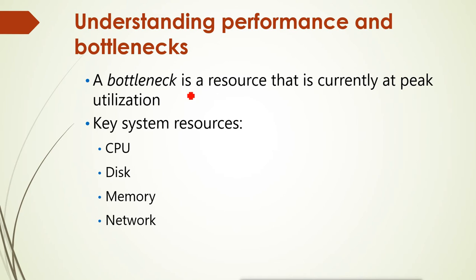Bottleneck means resources that are currently at peak utilization. Suppose we have lots of resources to work with, but for the processing we have a small amount of processing power. This is called a bottleneck, where we have lots of requests coming from multiple sources, and they are not able to be processed because the processing power is smaller than the requests. So it becomes the bottleneck here. It is not good for our server environment. It will make the server environment slow.